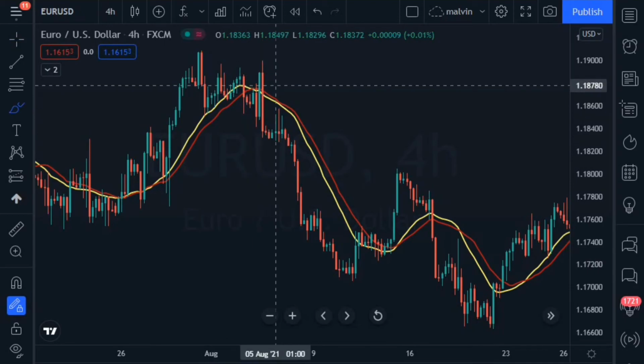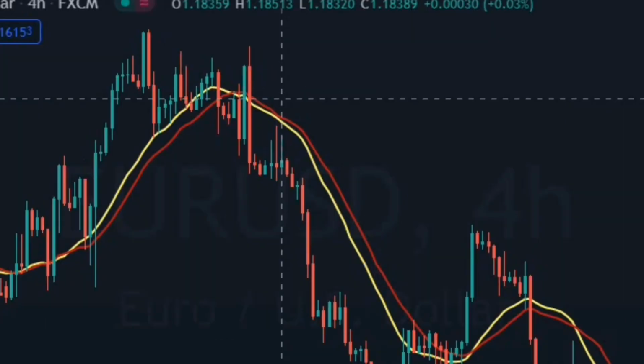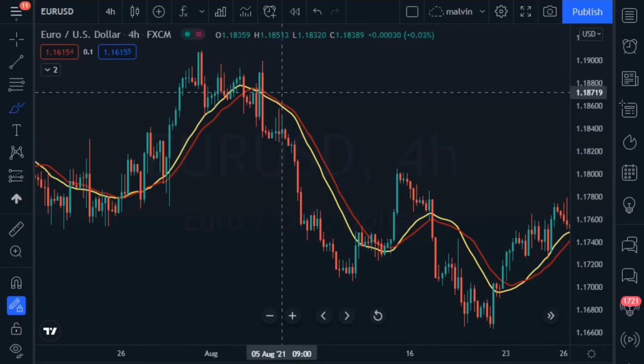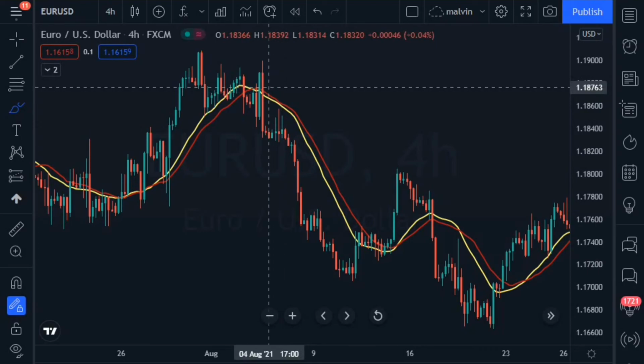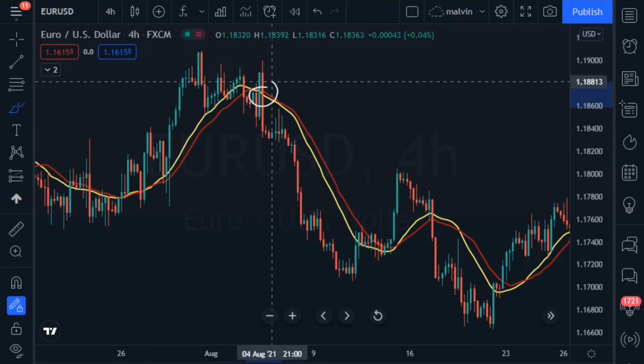You can see, where did the crossing happen? Remember what we said: once price is above the moving average, we're expecting to take a buy, and once price is below the moving average, you obviously have to take a sell, right? And where do we see that crossing happening? We see that crossing happening right here.